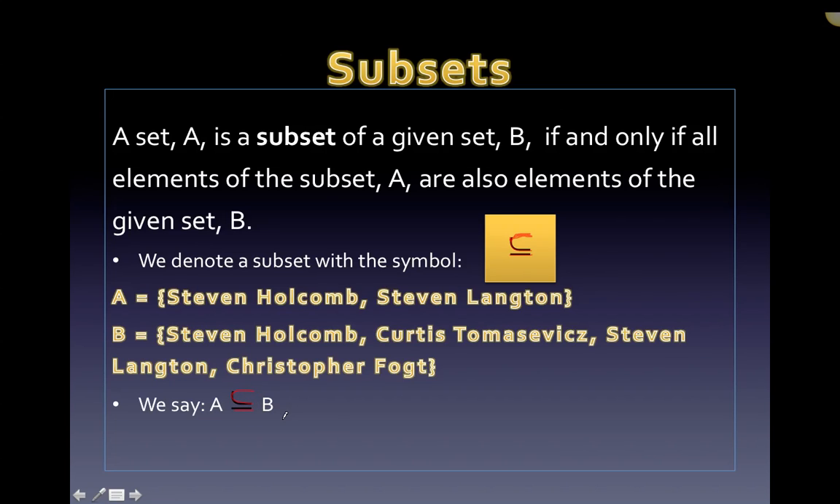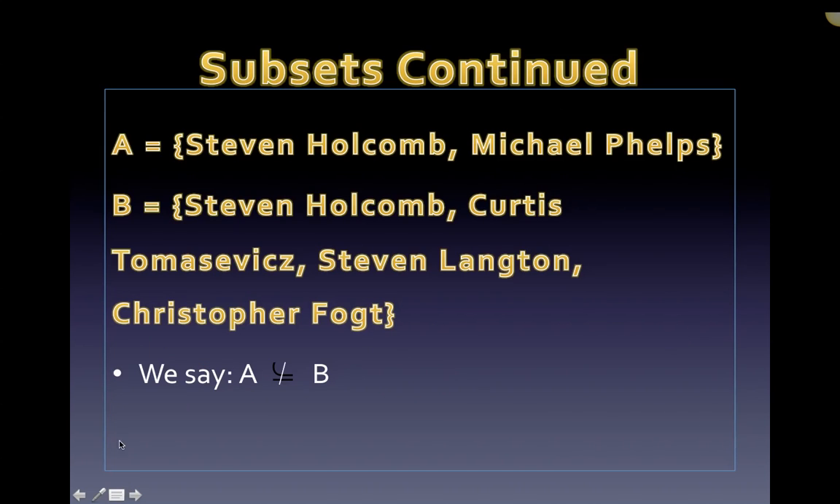Now I can't say the reverse. I cannot say that B is a subset of A because every member that I see in B is not included in A. So I would say that B is not a subset of A in this example. And up here I had drawn one. Sorry about that, not pasting over.